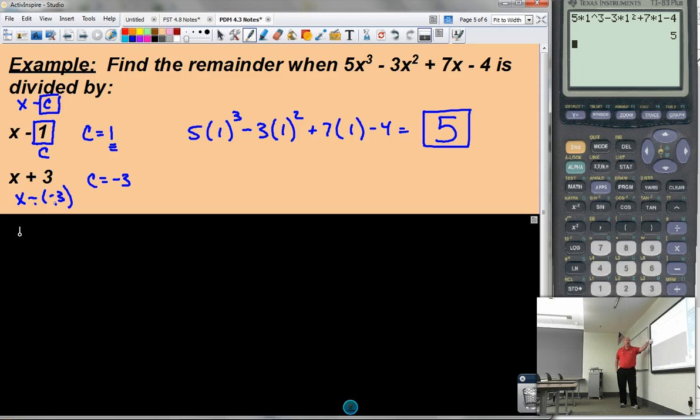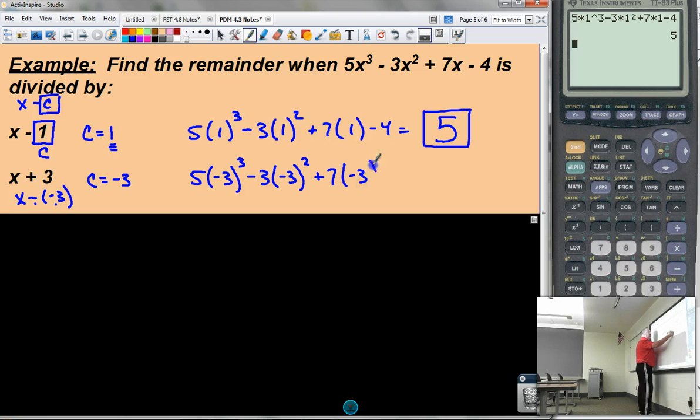I see a negative 1, so my c is positive 1. Here, x plus 3, I see a positive 3, so my c value is negative 3. So again, if I want to find the remainder, I'm going to go 5 times negative 3 cubed minus 3 times negative 3 squared plus 7 times negative 3 minus 4.